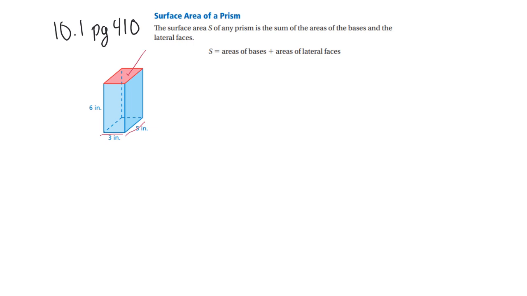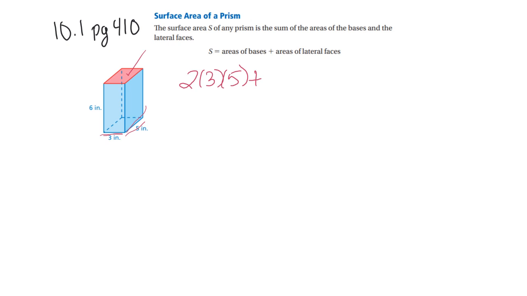So for the base, 2 times 3 times 5, because remember, area is just length times width, so 3 times 5. So that's the area of our bases, plus the area of our sides. Now look at this. Are all our sides the same? They're not, because this one is 5 inches across and this one's 3. If they were all the same, like a cube, you could just multiply by 4. Since they're different, we have to do those sides separately.